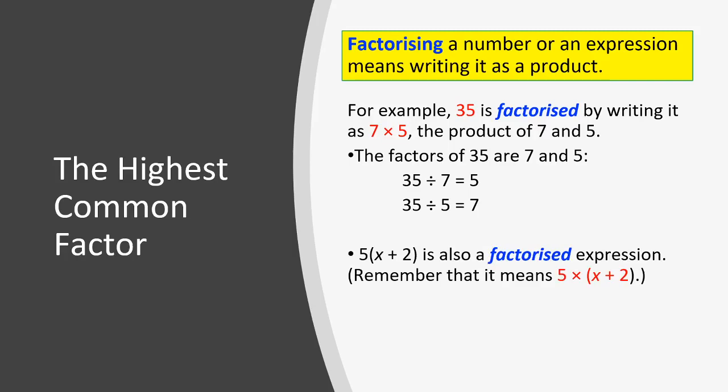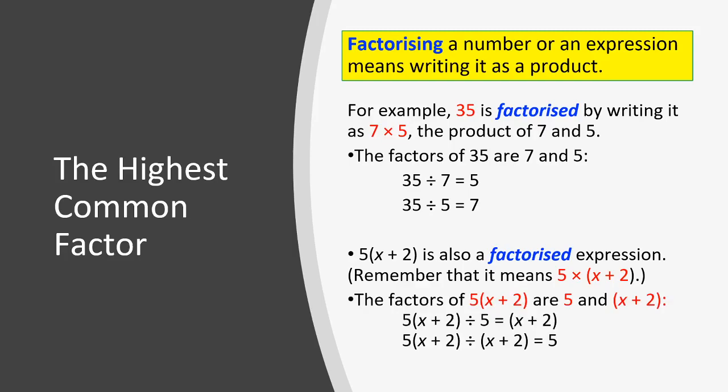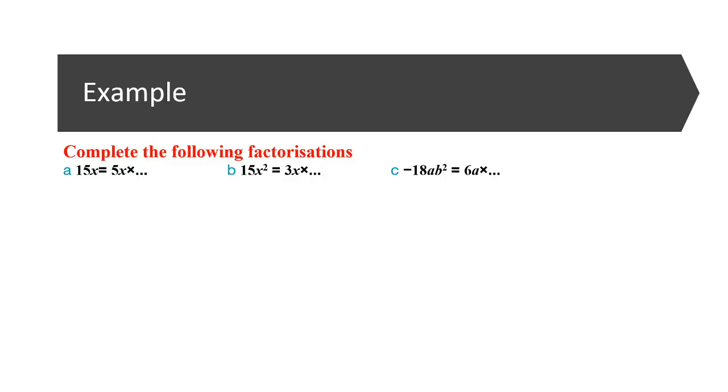Now 5 outside of x plus 2 is also a factorised expression, because this is really 5 times x plus 2. So the factors here are 5 and x plus 2, and we can show using the division that we learned earlier in the week that this is true. Okay, so let's have a look at a couple of basic factorisations.